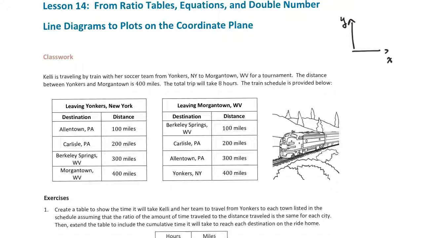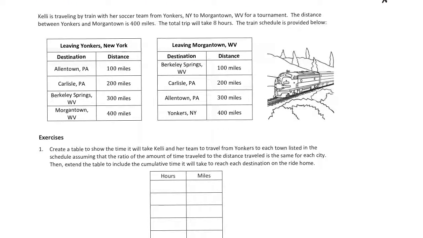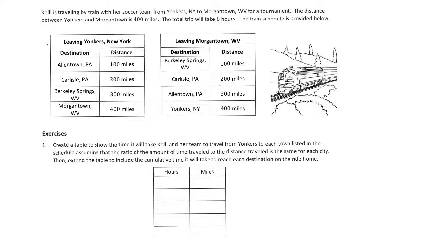All right, so the first thing you have to look at is you've got a question. We need a context to do this work. So in this case, we have Kelly traveling with her soccer team from a few cities in New York to West Virginia. Okay, so you see that the distance from leaving New York to Morgantown is here. Okay, so here it is.